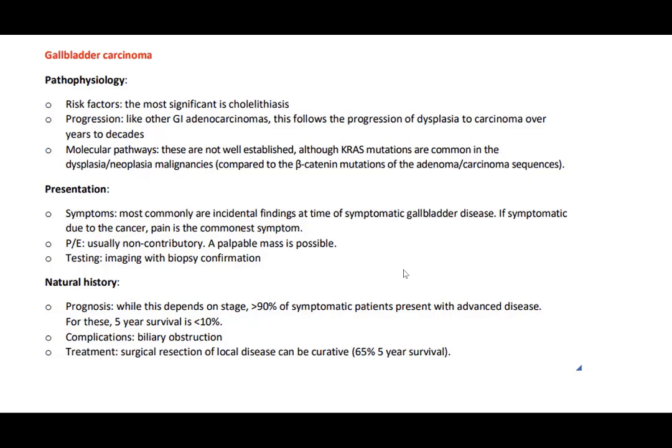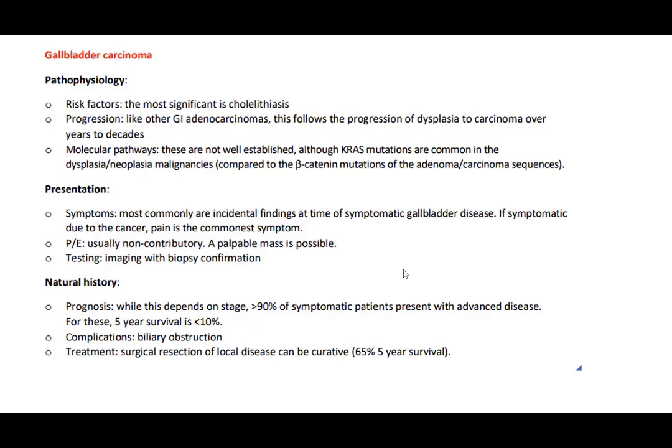So symptoms, again, most commonly are incidental findings at the time of symptomatic gallbladder disease, and if symptomatic due to the cancer, pain is the commonest symptom. Again, the physical exam is usually non-contributory, but sometimes a palpable mass is possible. Imaging and biopsy confirm the diagnosis. The prognosis in this case depends heavily on stage.